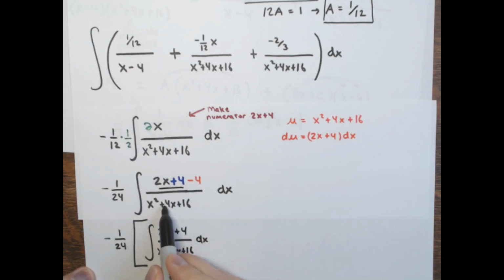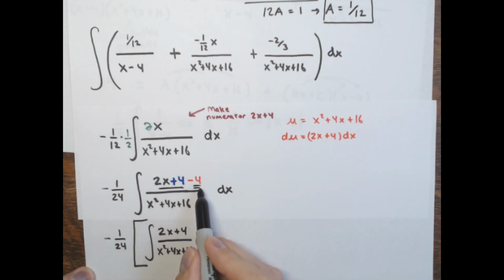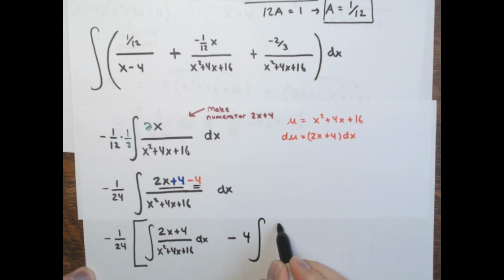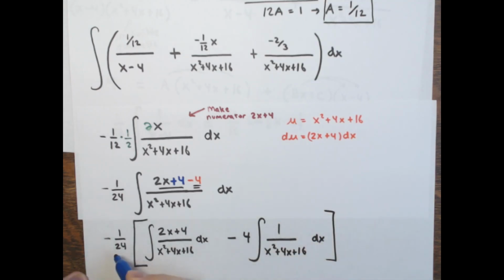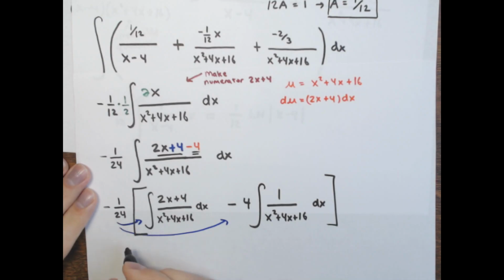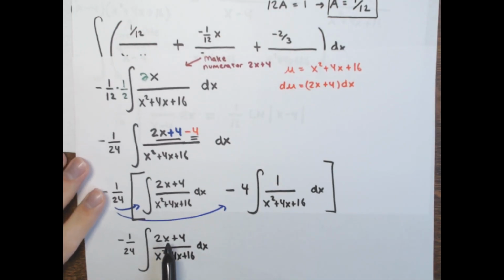So one of them has the 2x plus 4. That is the derivative of the denominator. And then the other one's going to have the minus 4, right? So minus 4, and I'll pull the 4 out, times the integral of 1 over x squared plus 4x plus 16 dx, right? And then after distributing the negative 1/24 here, we'll get the following. So I got minus 1/24 times the integral of 2x plus 4 over x squared plus 4x plus 16 dx. And again, this is an easy integral to take.